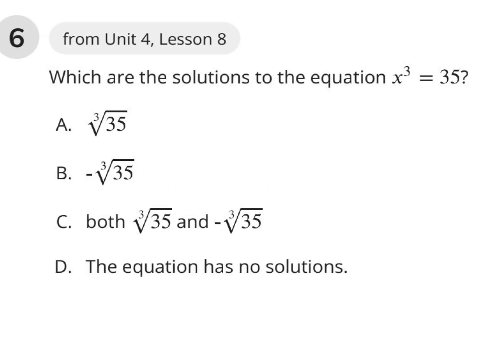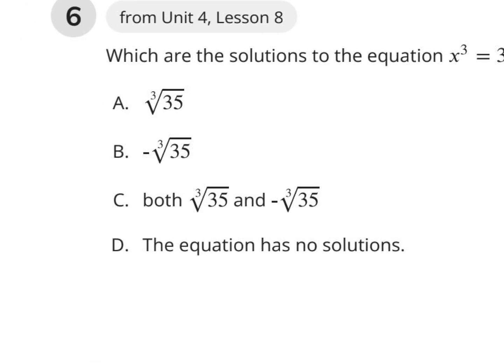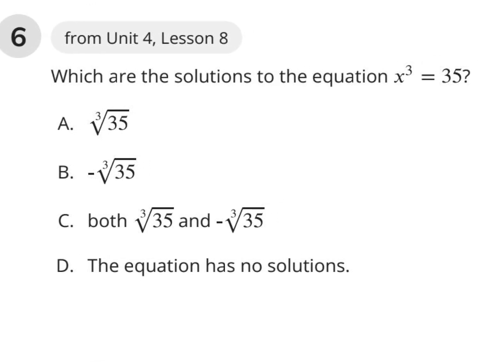What are the solutions to x cubed equals 35? It's only one solution, and that's A. Take the cube root.